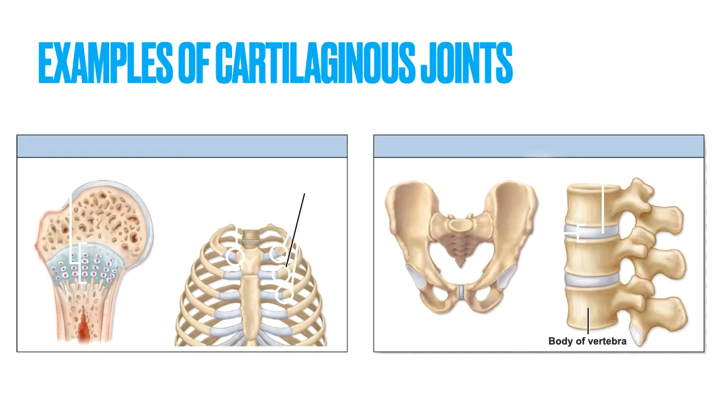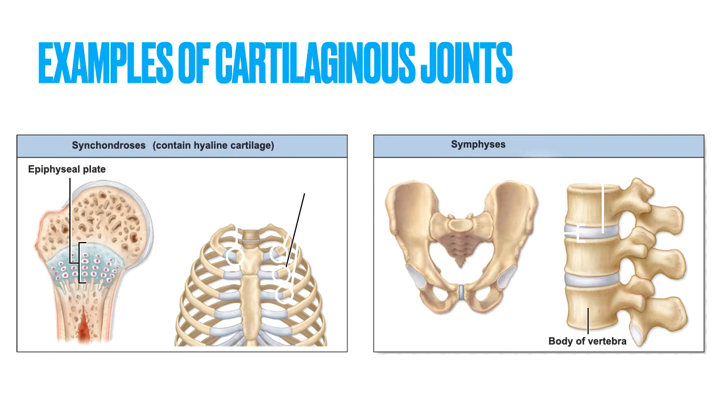All right, now let's talk a little bit about cartilaginous joints. Cartilaginous joints are those in which the bones are connected by cartilage, and there are two types: synchondroses and symphyses. In synchondroses, the bones are joined by hyaline cartilage, which is a type of cartilage. These are immovable joints. Synchondroses are found at the epiphyseal plates of growing bones in children and adolescents.